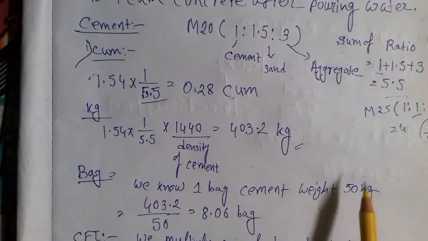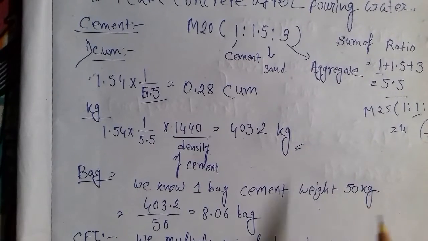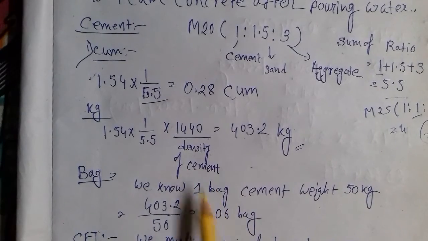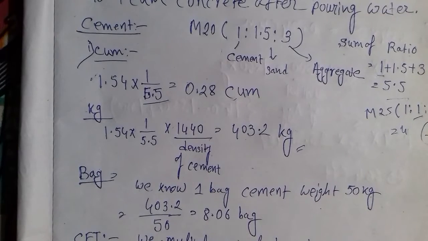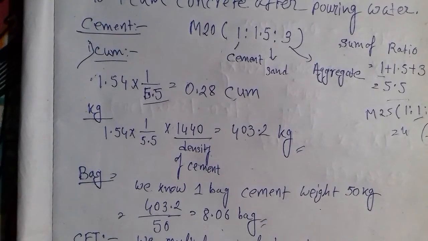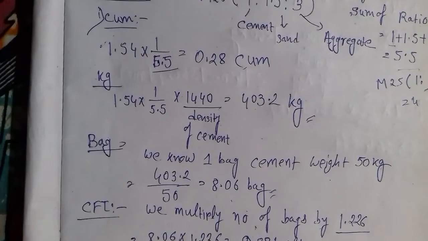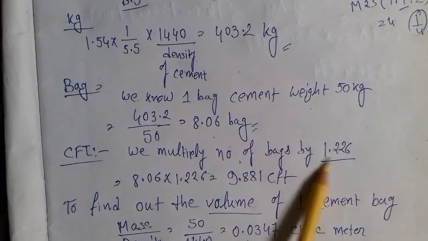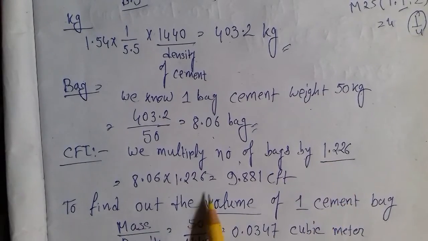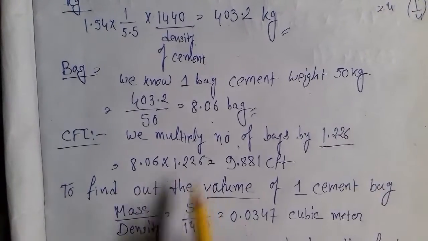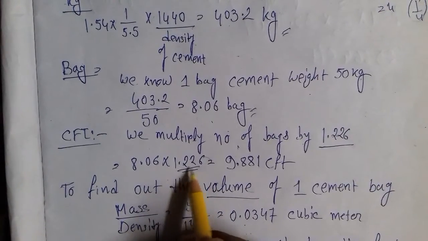It is also a short question for SSC JE. So total kg divided by the weight per bag, we get the bag amount, so 8.06 bags. And how to calculate the value in CFT? We multiply the number of bags by 1.226. How do we get the value of 1.226?